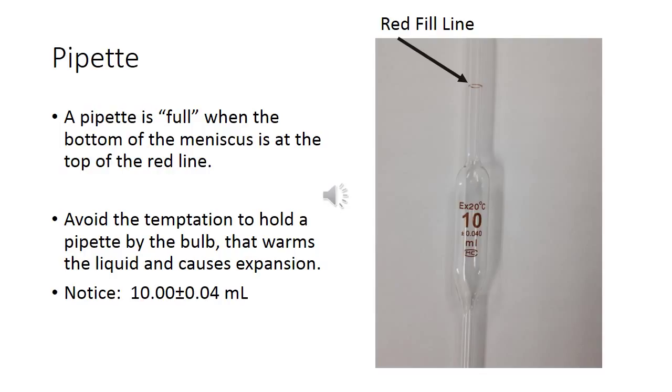Notice in this picture we're looking at a 10 milliliter pipette, and that 10 milliliter pipette holds 10.00 milliliters with a standard deviation of plus or minus 0.04 milliliters. So we're talking about a very precise measuring tool for delivering a volume of liquid.